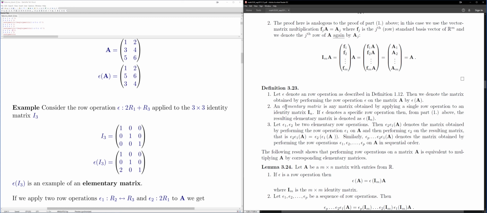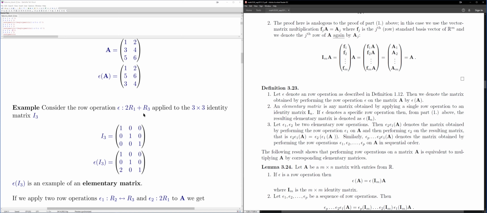Our next definition is an elementary matrix. What do we mean by an elementary matrix? An elementary matrix means that I have an identity matrix to start off with, and I apply a certain row operation to it. One row operation I apply to the identity matrix. For example, over here I have this 3 by 3 identity matrix, and the row operation in this case is to add 2 times row 1 to row 3. So remember this notation over here: the target row is the last row here.